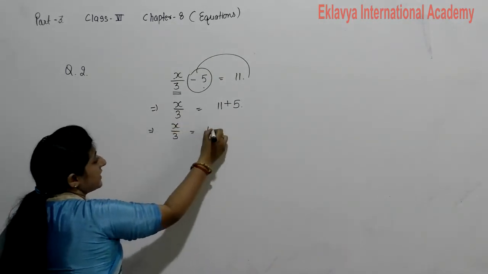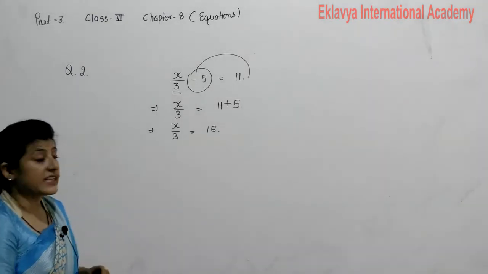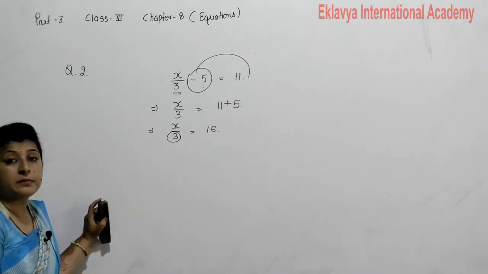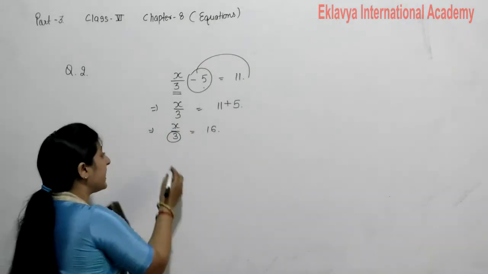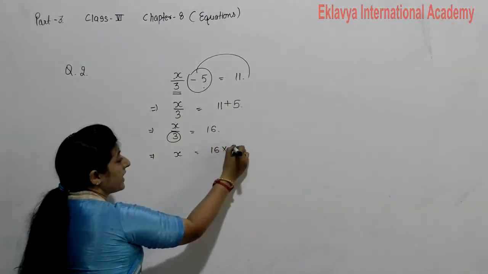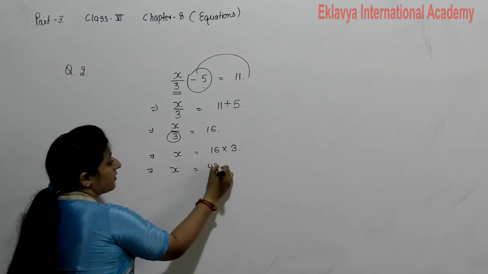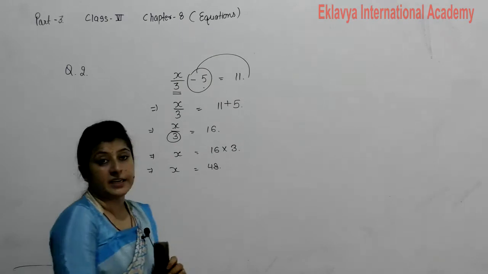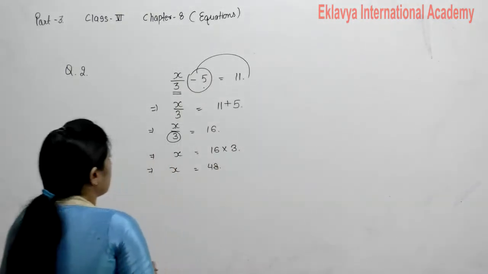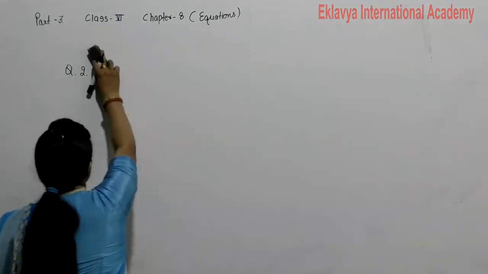x by 3 is equal to 16. Now see the second step: this x variable has 3 in division. It means for finding the value of the variable, we have to multiply by 3. Then the x value is equal to 48. This is how we solve two-step problems in an equation.